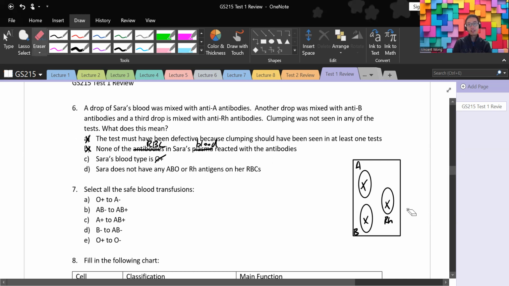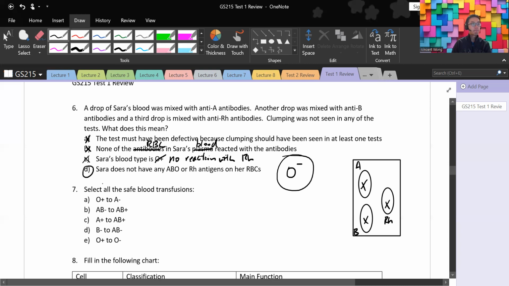It's not O positive because there's no reaction with RH. For it to be positive, you need to have a positive reaction. You need to see clumping with the RH antibody. So what does it mean? Well, in fact, it means she is O negative. So she does not have any ABO or RH antigens on her RBC. Right? That's the correct answer.